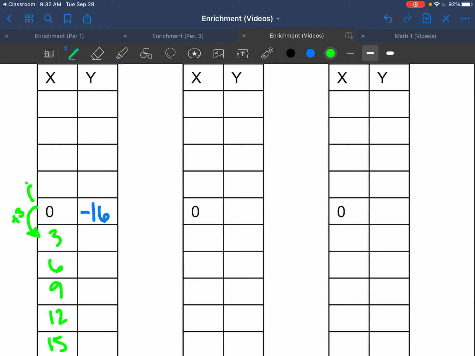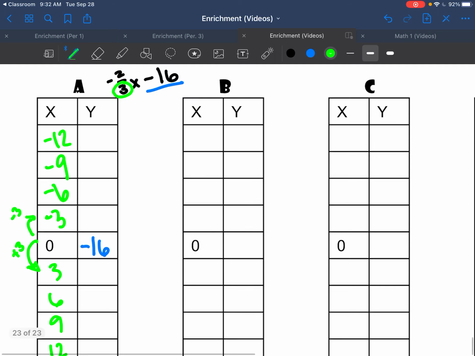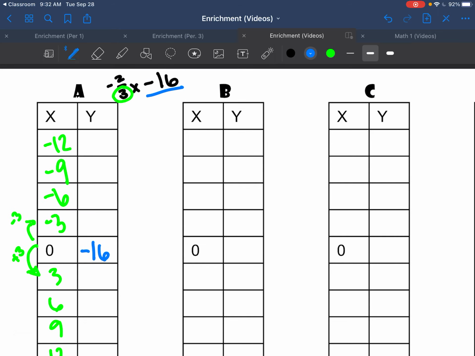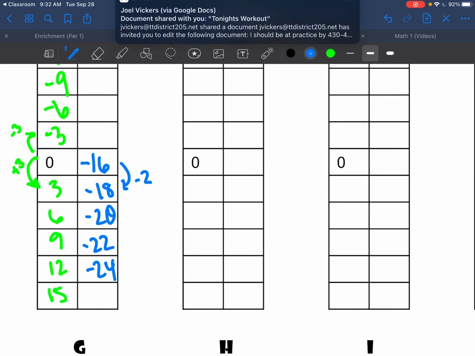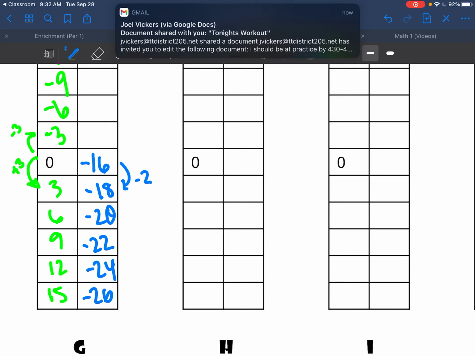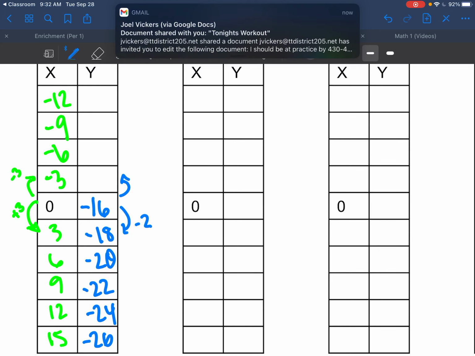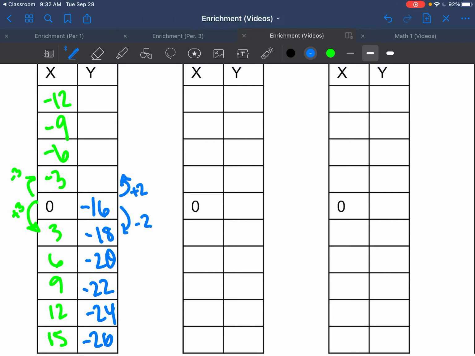If I do the opposite movement, I have to subtract 3. So -3, -6, -9, -12. All right. This -2 here is telling me to subtract 2 when I go down my table. So I get -18, -20, -22, -24, -26. I have to fill out the top part of our table, so let's do that. The opposite movement of subtracting 2 is adding 2. So -14, -12, -10, -8. So let's go ahead and graph this.